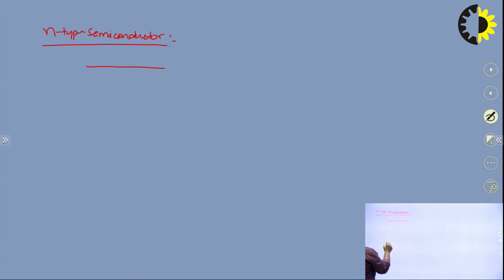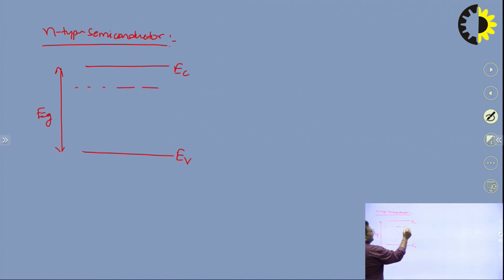We can draw the energy band diagram, and here we can say it is EC, EV, and this is your forbidden energy gap EG, right? And in n-type semiconductor the Fermi level will lie near this conduction band. Here this Fermi level will shift.